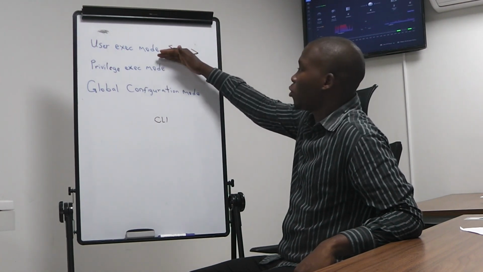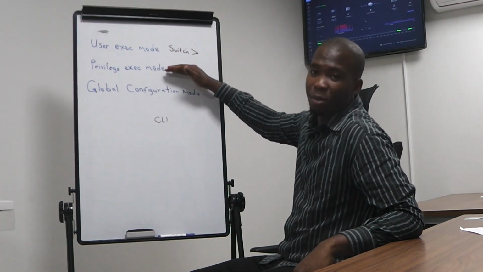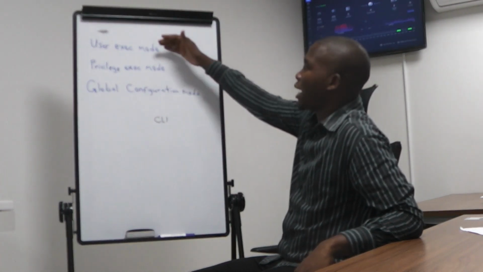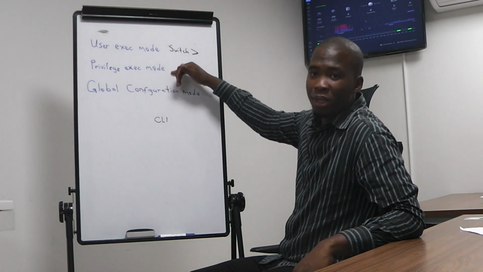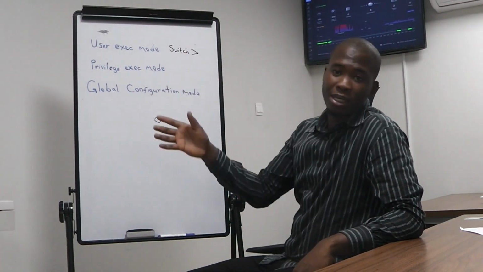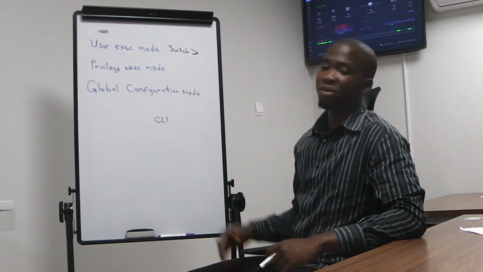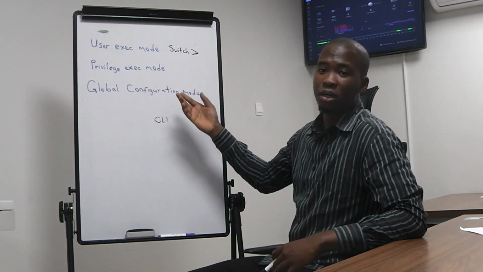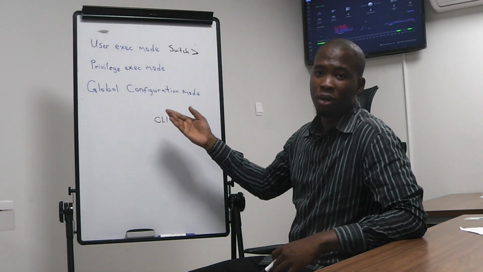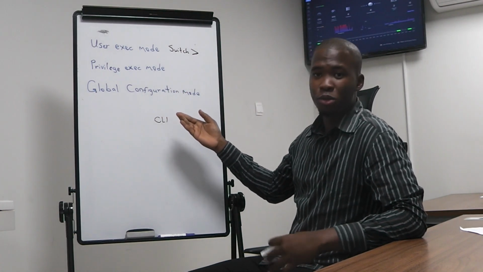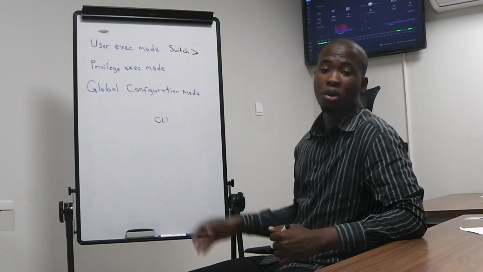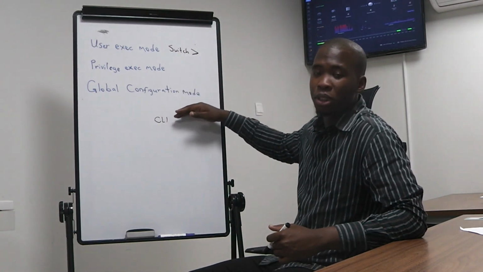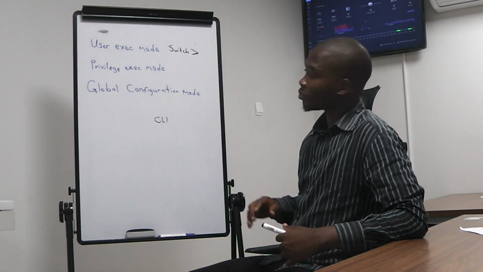Now, from the user exec mode, you have the privileged exec mode. On the privileged exec mode, every command that you had on the user exec mode will be there with other commands added. Once you get to the privileged exec mode, here basically you have access to configure your device. You can use your show commands, and you can also do your configurations as well, because the privileged exec mode is what allows you to get to the global configuration mode.